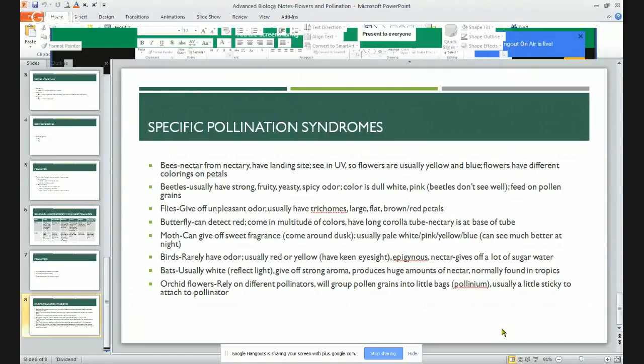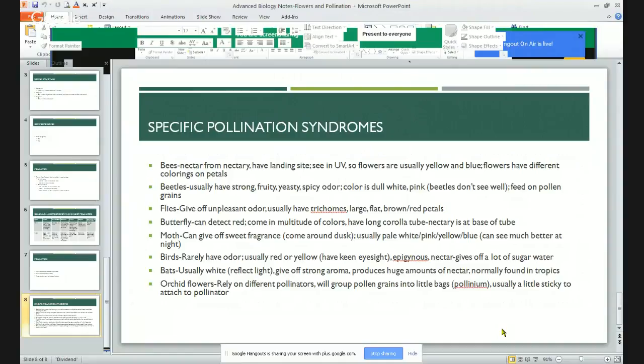Orchid flowers are a little different. They require different pollinators, not just one. They group their pollen grains into little sacs, pollinia, and they have a sticky substance on the outside of them, in hopes that they will attach to the pollinator, and then the pollinator will carry those pollen sacs to another orchid flower.